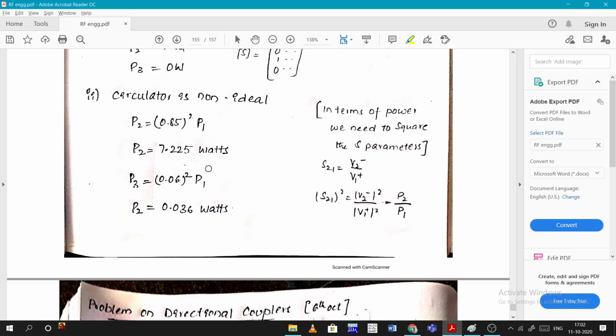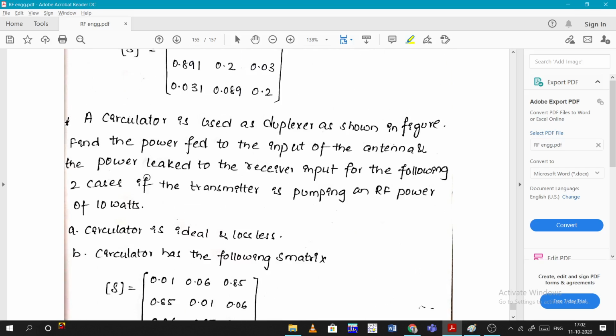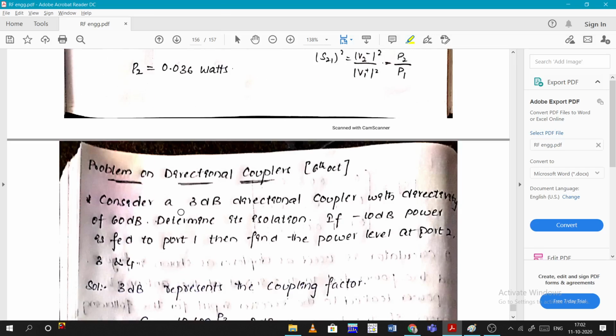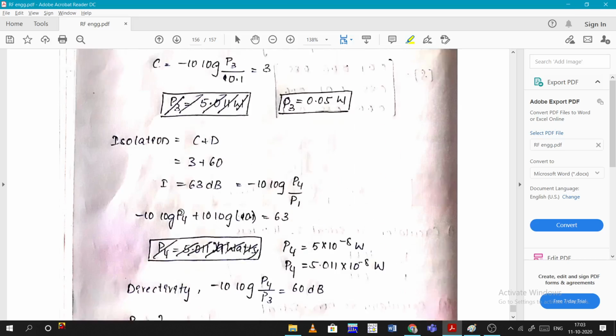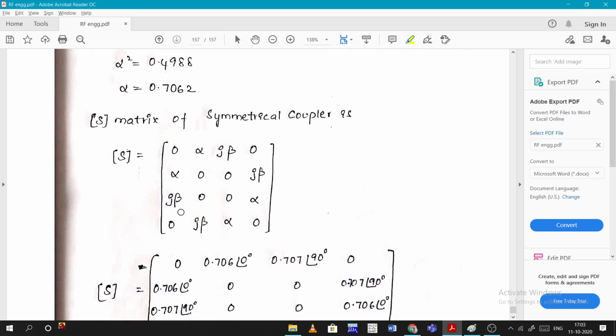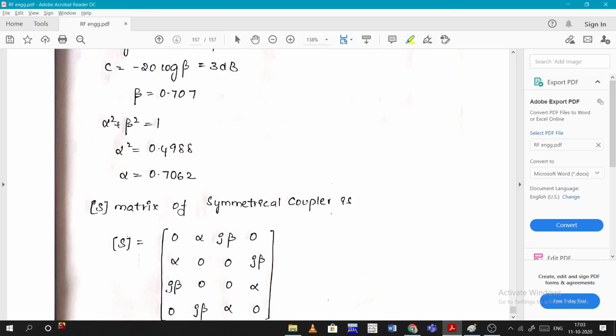I think they have given the RF power as 10 watts. That is the power. So this is another problem, directional couplers. This is a normal problem only. Also this circulator. So this is okay.